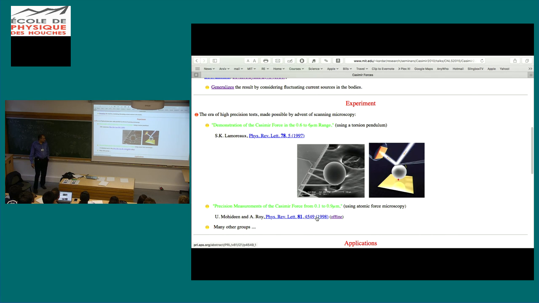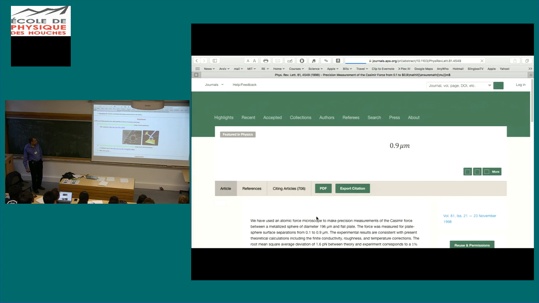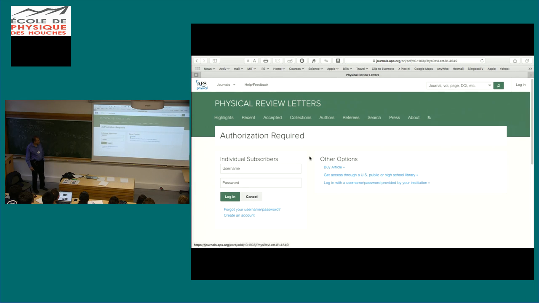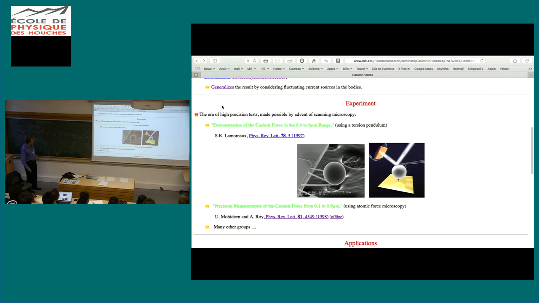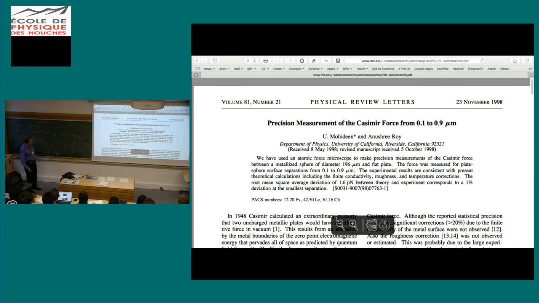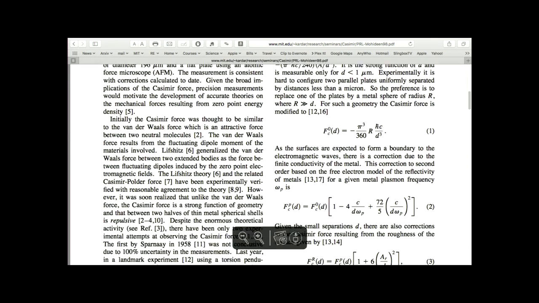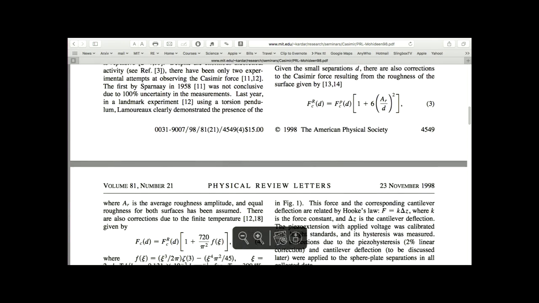For example, this paper is already from 1998. Let's see if we can see it. Actually, I had it offline. I don't know why I went to this. Okay, all right, so that's the Casimir formula and things like that.